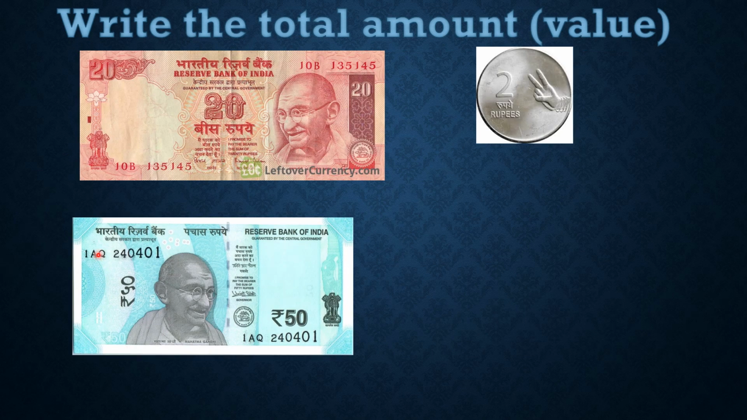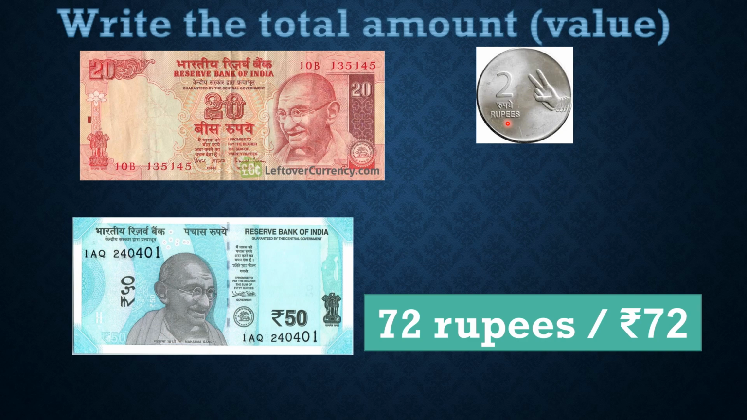Here we see that there is a 50 rupees note, a 20 rupees note, and a 2 rupees coin. Let us add them together. 50 plus 20 we get 70. 70 plus 2 we get 72 rupees. So the total value here is 72 rupees.